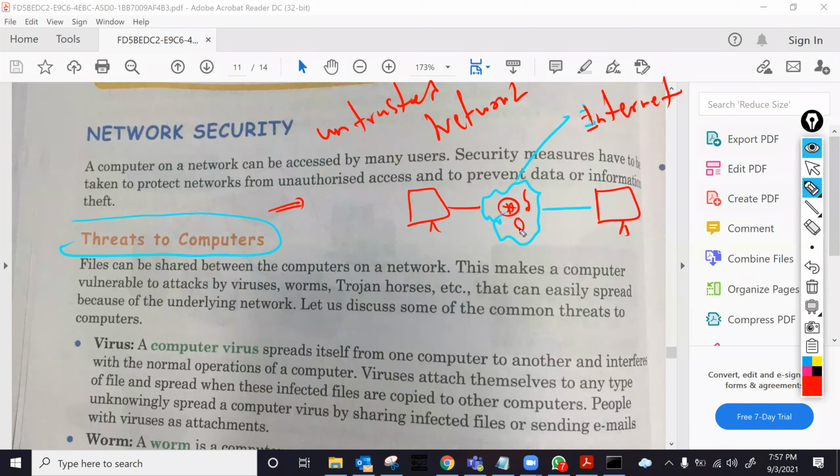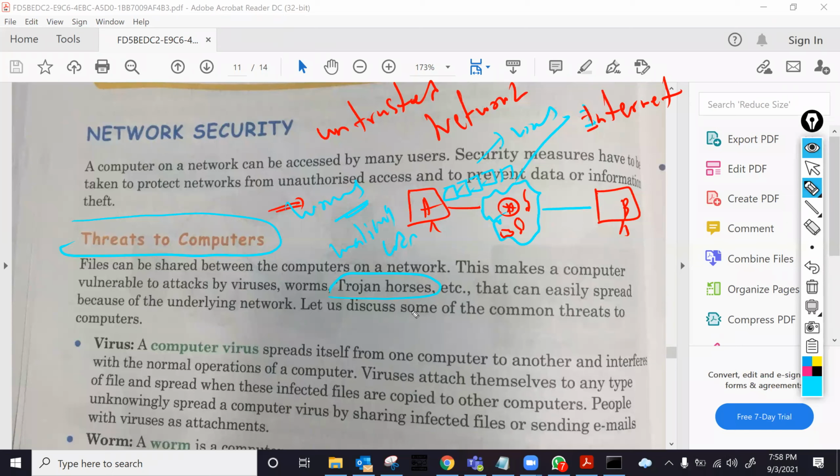So no one can be trusted here, right? Anyway, we are transferring data over the internet. While we are transferring data, someone can hack our data and add some viruses, some worms, some malicious code, which can disrupt your computer. Trojan horses. They can easily spread because of the underlying network.